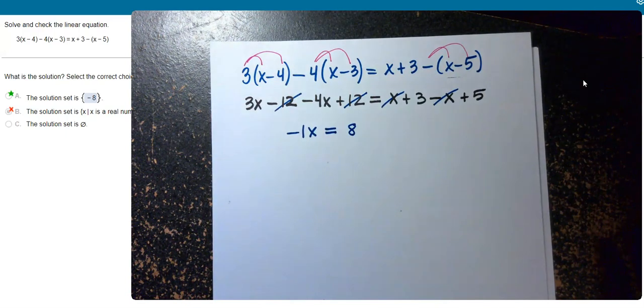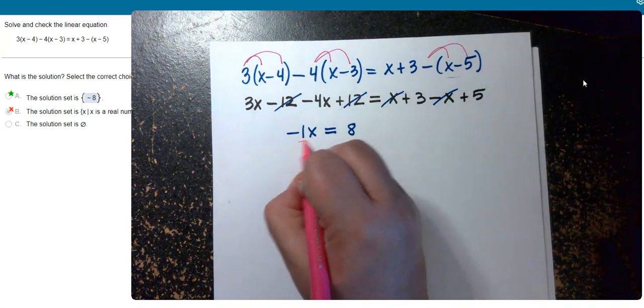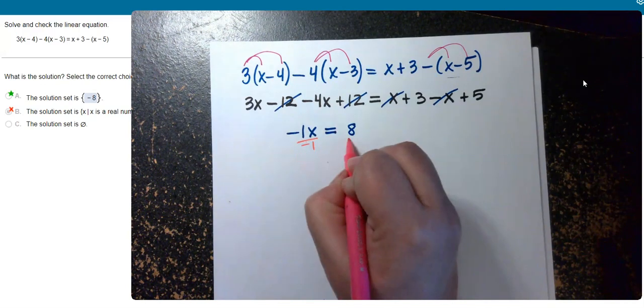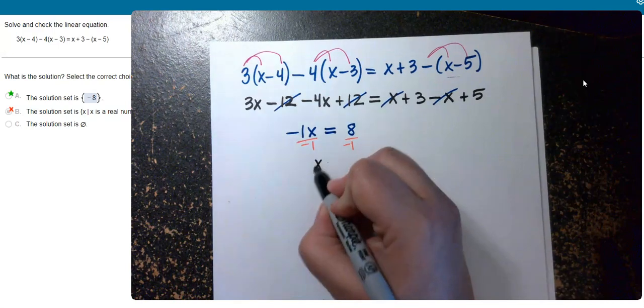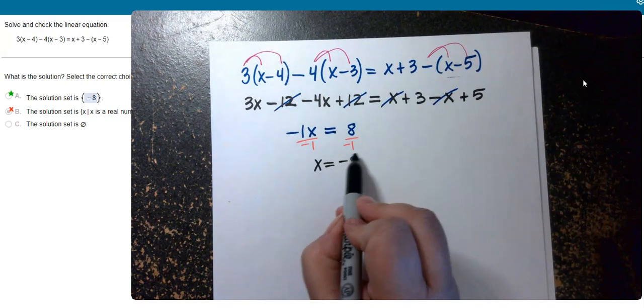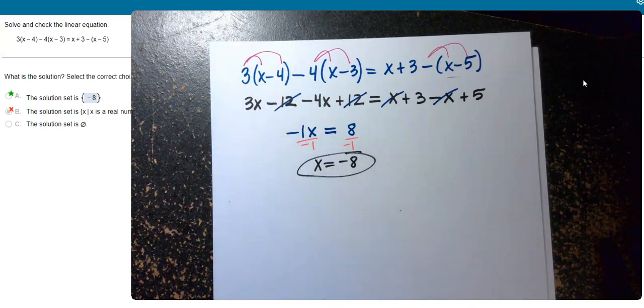Next thing I need to do, x is not by itself. Solving always means get this by itself. So I'm solving for x. I need to get x by itself, and x is not there yet. So what I need to do is divide, or you could multiply by this negative 1 to get it out of the way. If I multiplied both sides by negative 1, the negative 1 would go away, or dividing both sides by negative 1. Either way, I get x equals the opposite of 8, or negative 8. And that's my final answer. And that's what we see right over here.